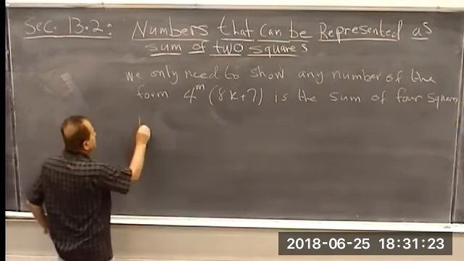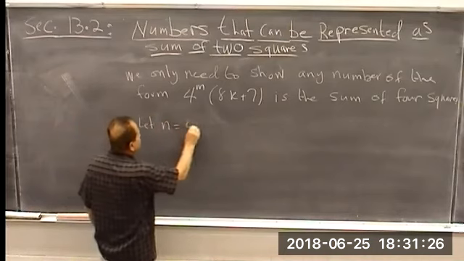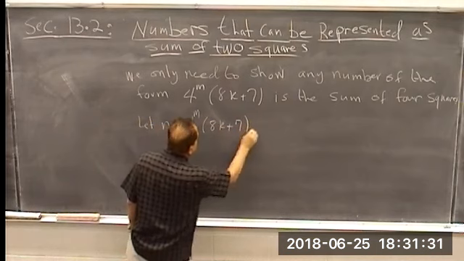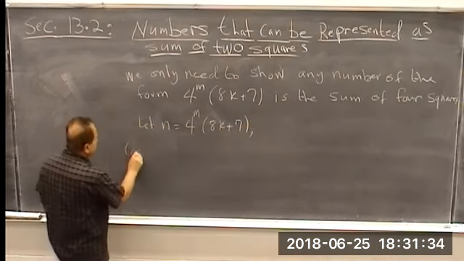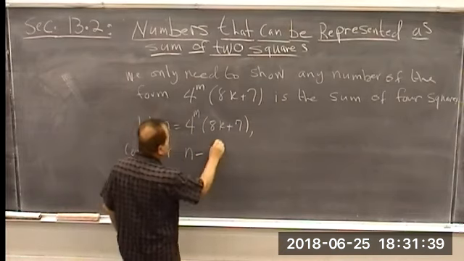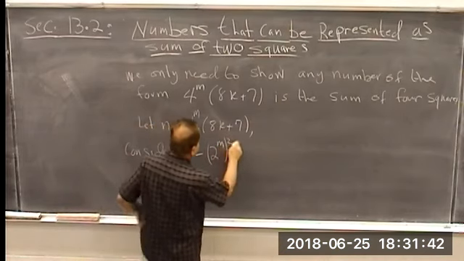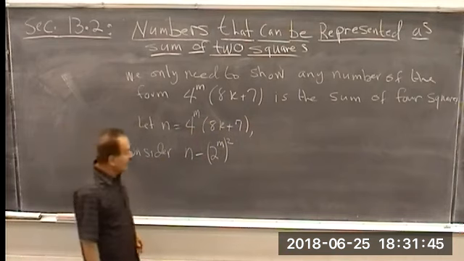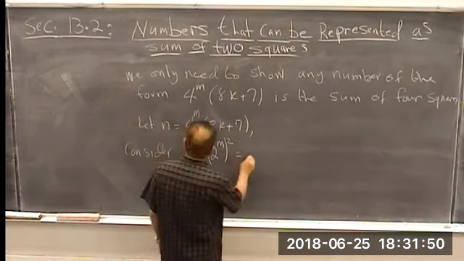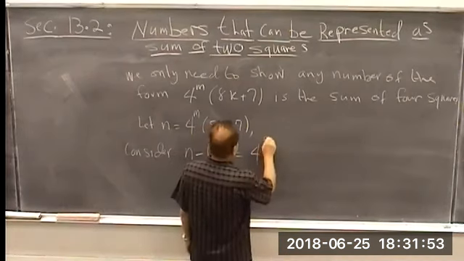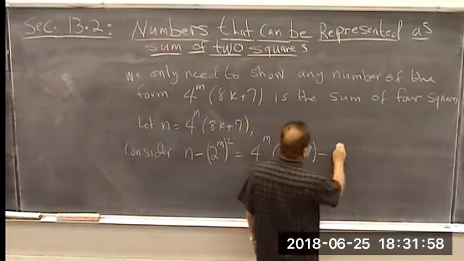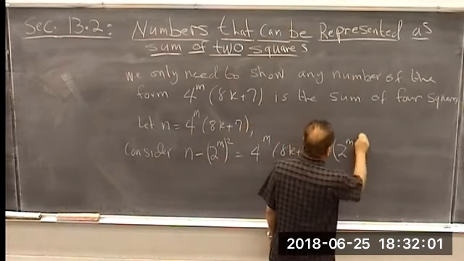So let n equal 4 to the m (8k plus 7). I want to consider this n minus 2 to the m squared. All right? And this is equal to 4 to the m (8k plus 7) minus (2 to the m) squared.